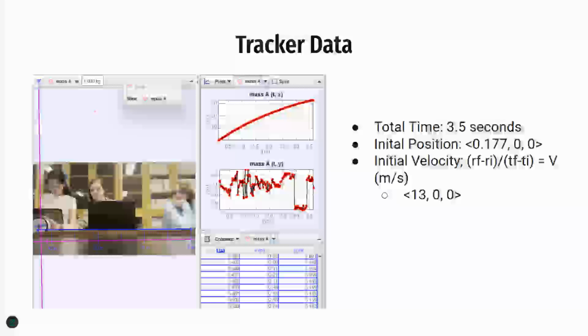So for my tracker data, I imported my video and the total time was 3.5 seconds with the initial position of 0.177. You only are using the x-axis because it should only be moving along the x-axis and we are not worried about the y-axis. To find the initial velocity from this video, we were able to do position final minus position initial divided by time final minus time initial. When this was done, I did it over a 1 second interval and got 13 as my velocity.